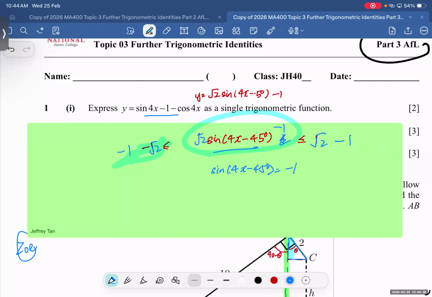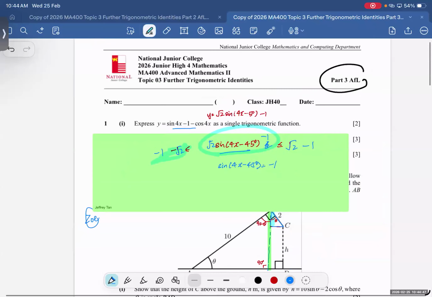Is it okay? So do you know how to solve this? Slowly lah, there'll be some problems. Yeah, yeah, go ahead. Okay. So yes.